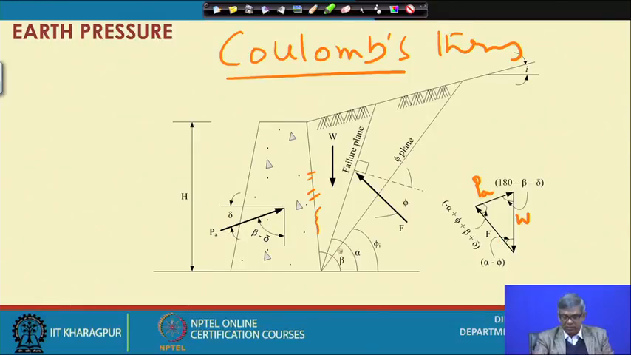And here the failure plane is important. The failure plane angle is alpha, and this alpha will be changing, so alpha can be optimized. For a particular value of alpha, we can find the value of active earth pressure. If we do that, finally we will end up with a value. You can see it in the next slide.